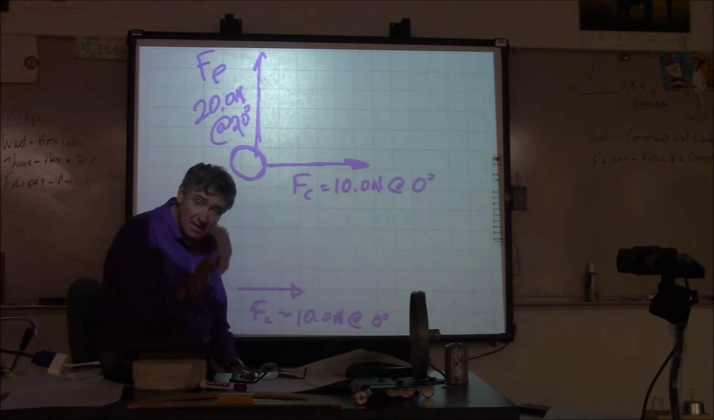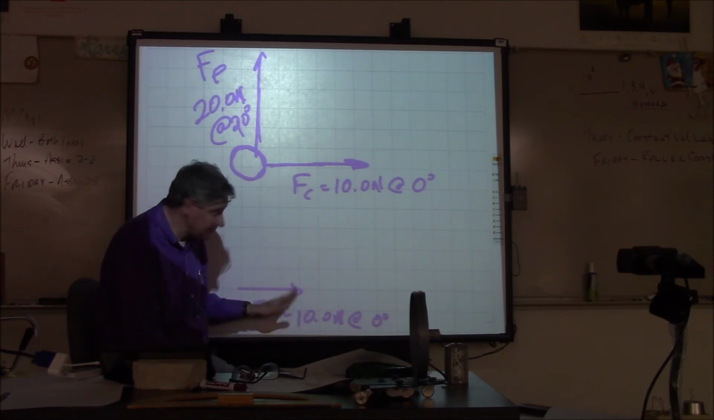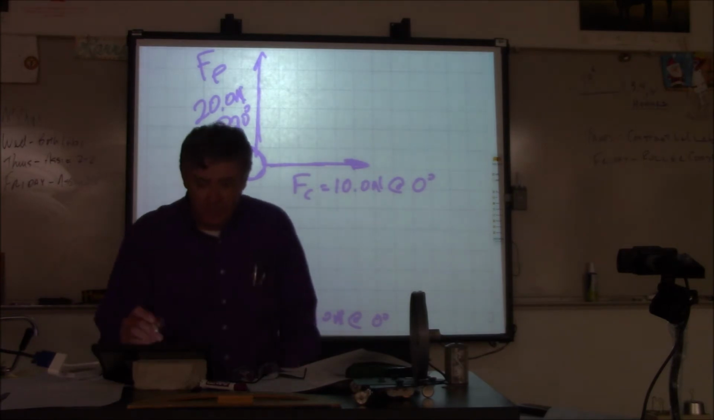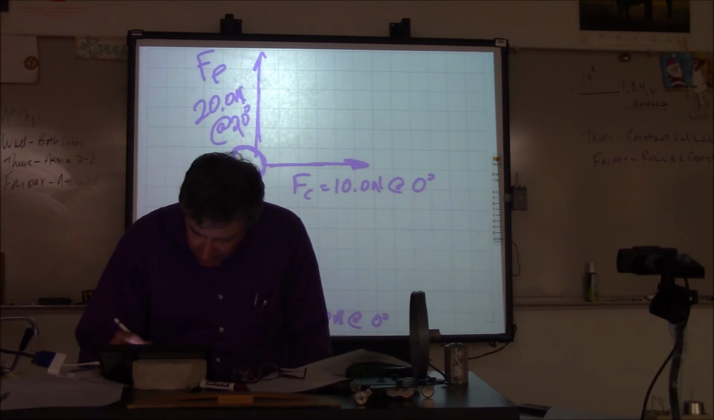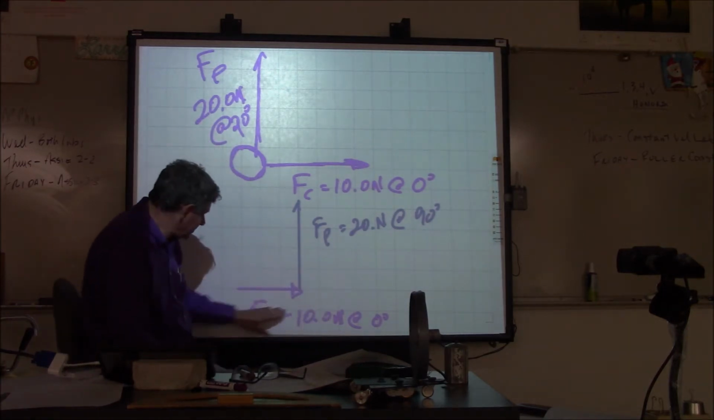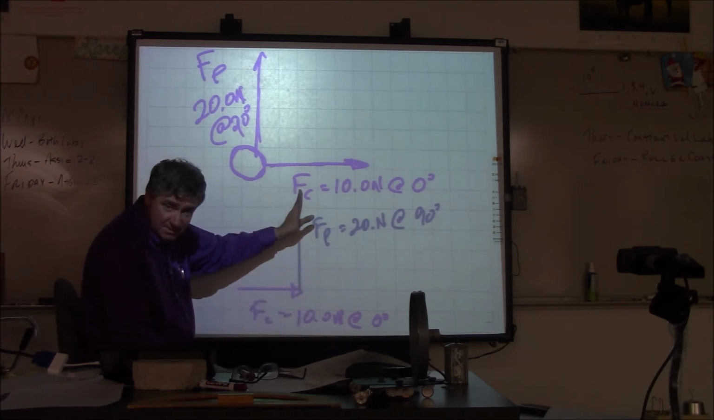Remember, it's the tip to tail method. This just tells me where this vector ends. Then I'm going to draw the next vector from there. So from there, I'm going to go up like that. So here's force Paige, which is going to be 20 newtons at 90 degrees. So I've got one vector here, okay? So here's force Colin. Here's force Paige coming up like this.